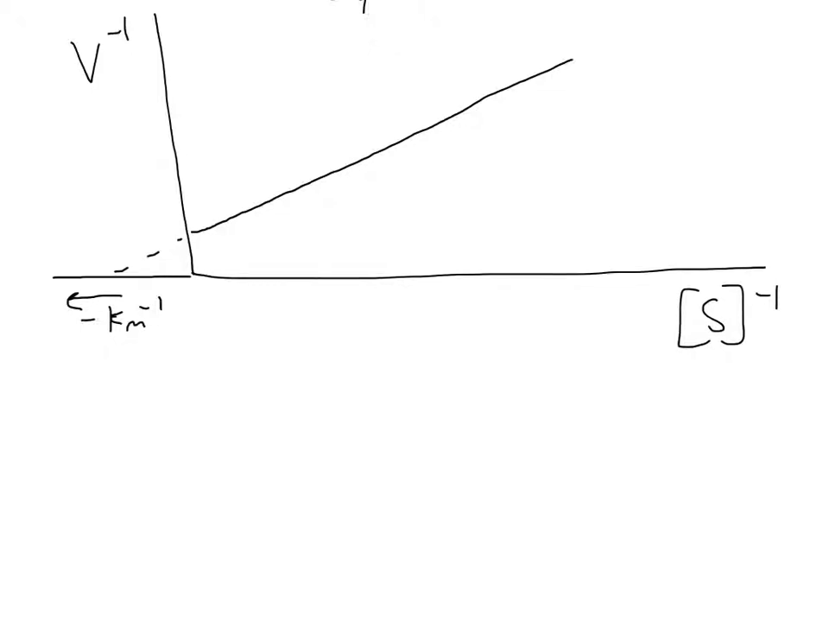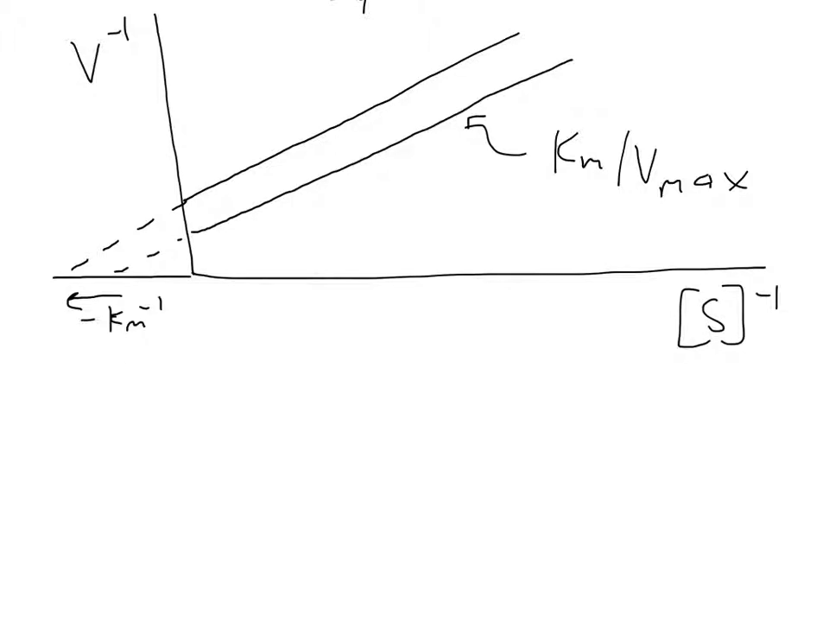But the slope, now the slope, remember the slope is Km over Vmax, right? So since they both decrease by the same factor, the slope remains constant. This is a very characteristic change. So you get a shifting of the intercept, but the slope stays constant. This is increasing inhibitor concentration.